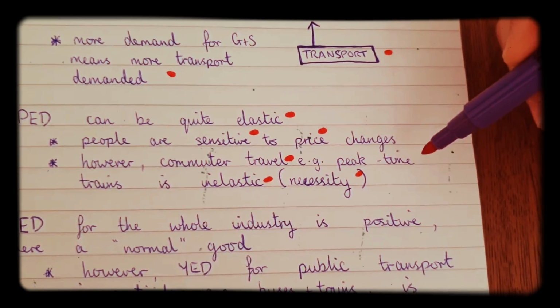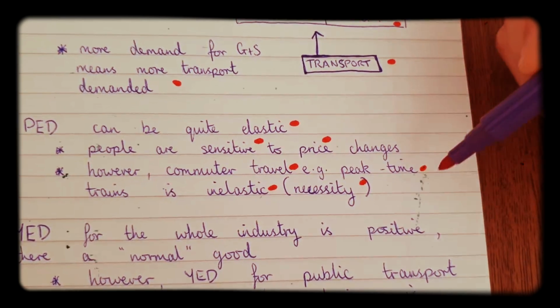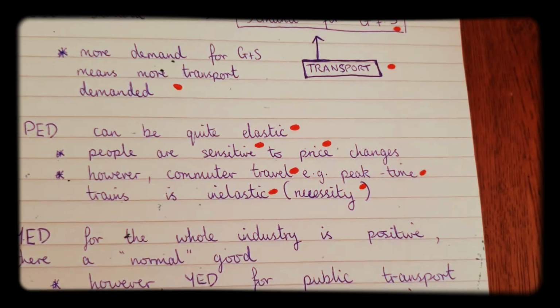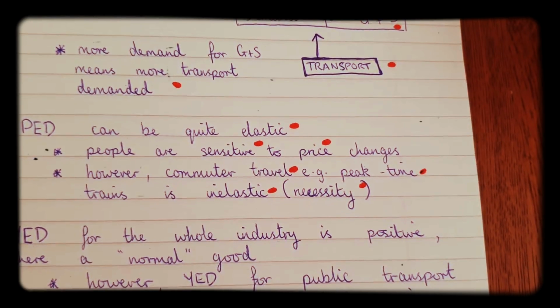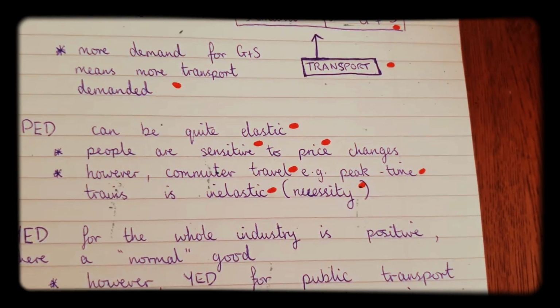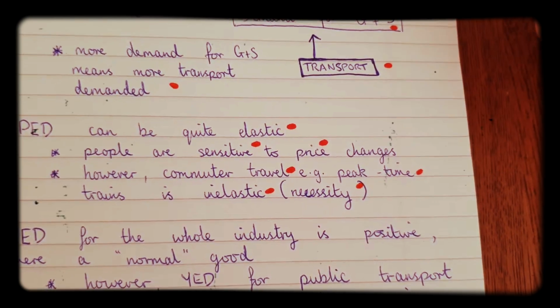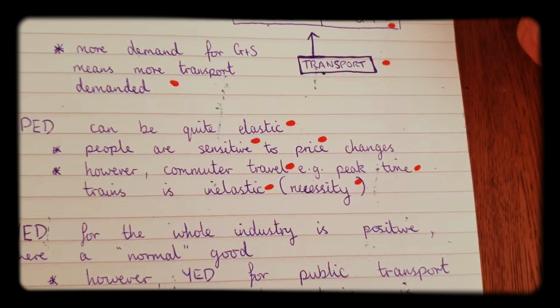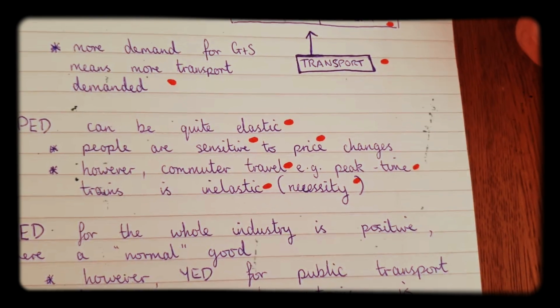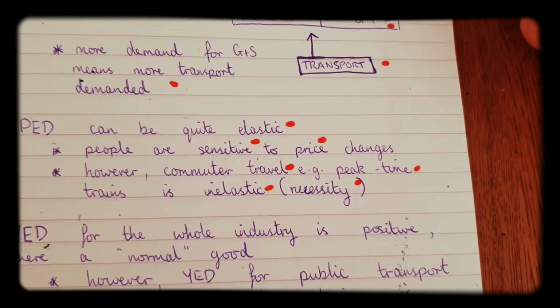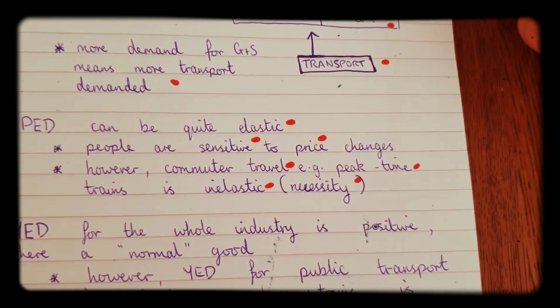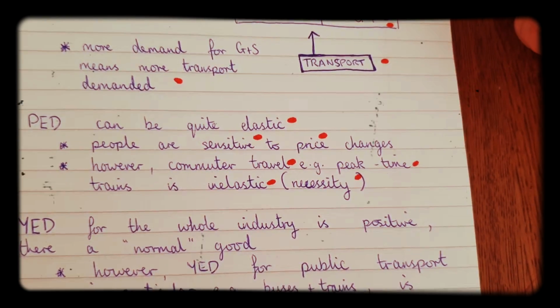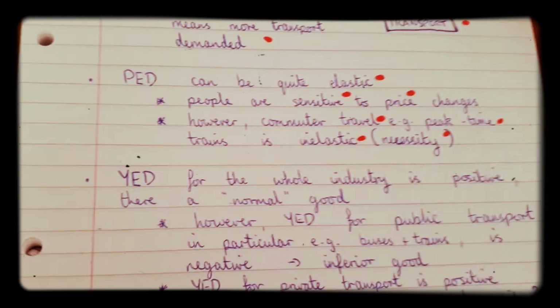For example, peak time travel on the trains going to London, there isn't really a viable alternative to that, which is why people are prepared to pay thousands of pounds per year on their train ticket. However, if there was a viable option or a few more viable options out there, we'd find that the elasticity of demand would become more elastic, but that just isn't the case at the moment.